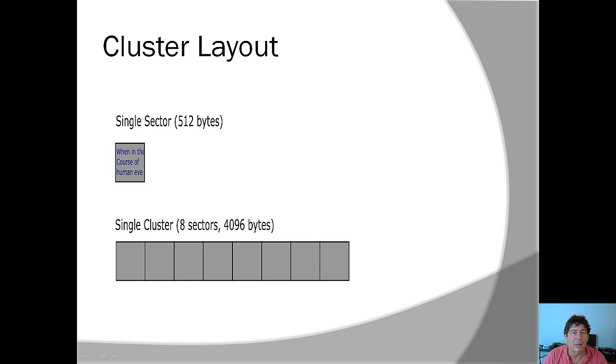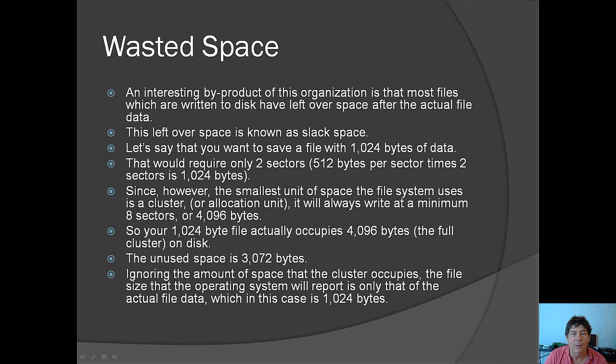So this is a cluster layout. I've got a single sector shown here, 512 bytes, and just as an illustration, I've got "when in the course of human events." So you know that could fit the first paragraph of the Declaration of Independence. So we've got a cluster here pictured. The cluster has 8 sectors for a total of 4,096 bytes. Note that the sectors have to be contiguous. But this leads to what could be a lot of wasted space.